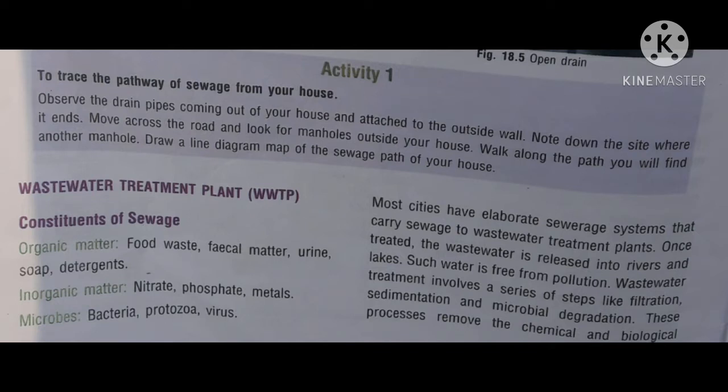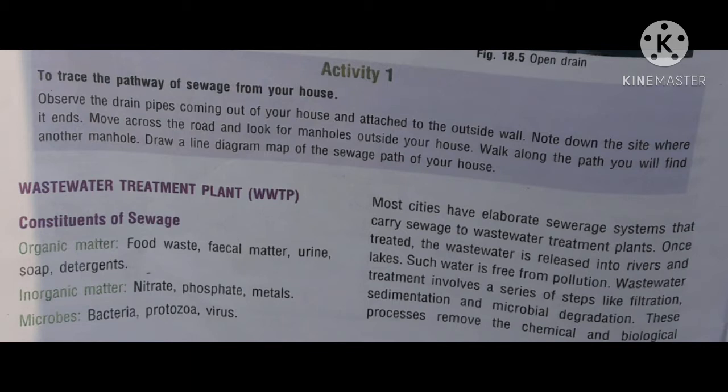Now observe the drain pipes coming out of your house and attached to the outside wall. Note down the site where it ends and move across the road and look for the manhole outside your house. Walk along the path, you will find another manhole. Now you can draw a line diagram map of the sewage path of your house.